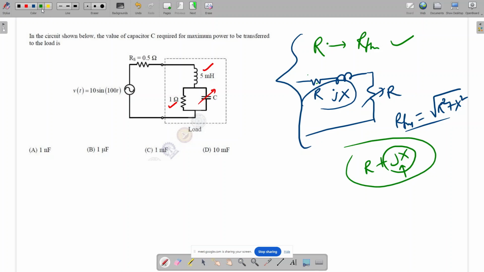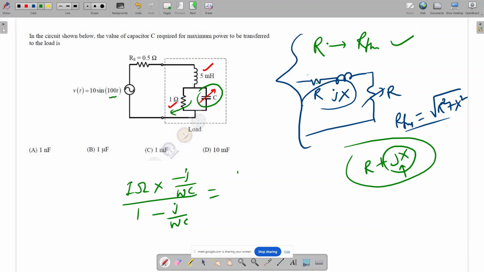So here, this is a variable capacitor. The value of the capacitor should be such that the whole impedance is resistive. So how can we calculate? Omega value is already given. So I'm going to find the equivalent impedance of this part: 1 ohm into minus j by omega c, divided by 1 plus minus j by omega c.